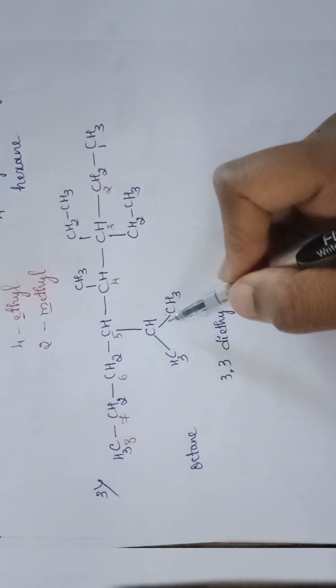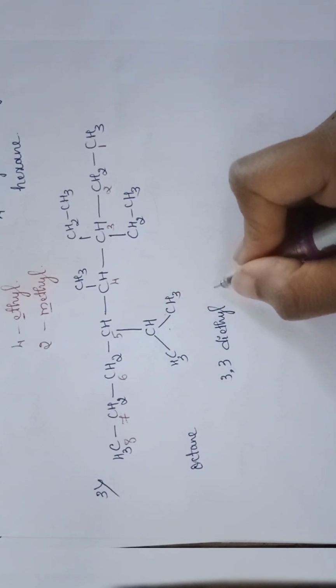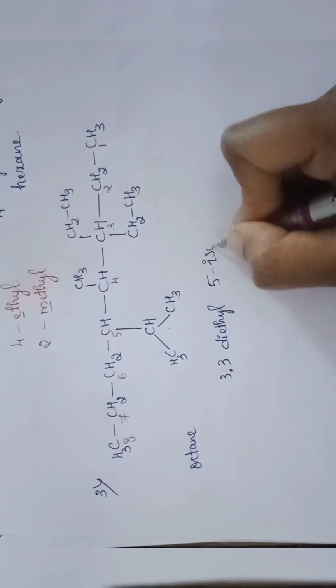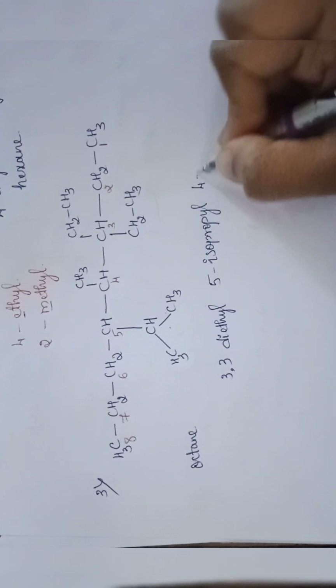The name of this is isopropyl. I comes first. Hence 5-isopropyl, 4-methyl, octane.